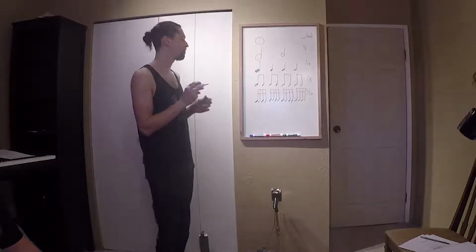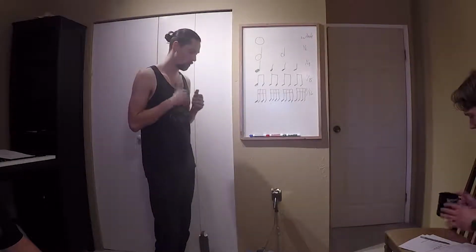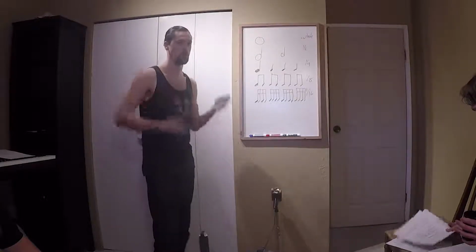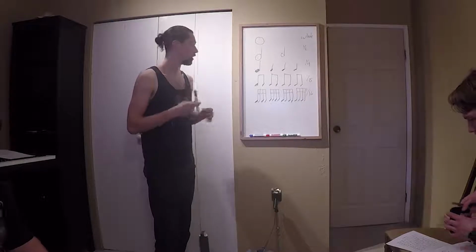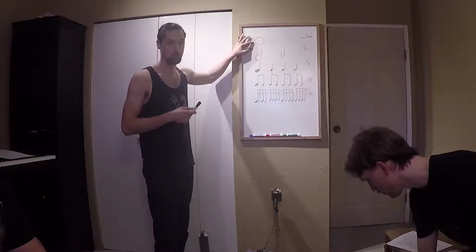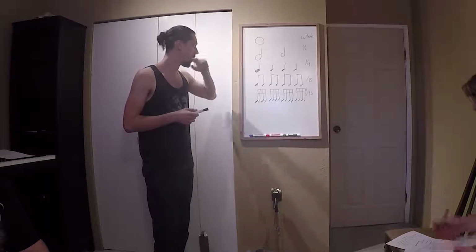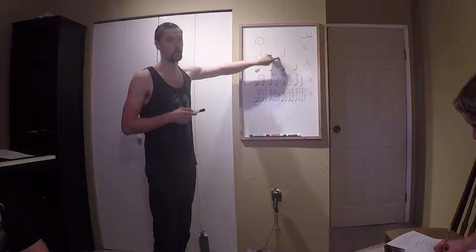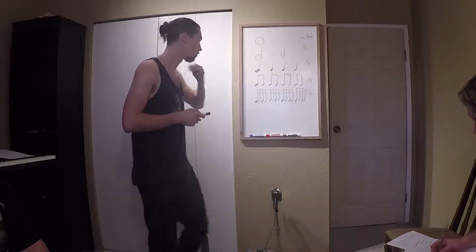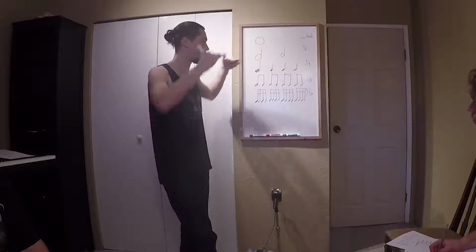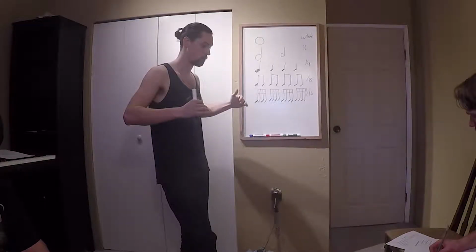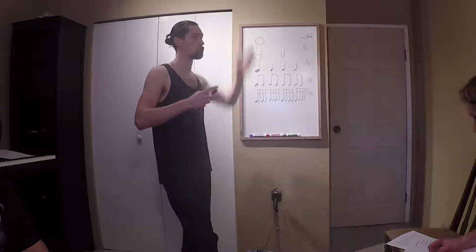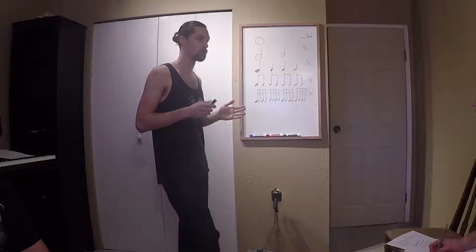Okay, so for all of these groupings, all of these different subdivisions, there's a concept of a strong beat and a weak beat. So for the whole note, there's only a strong beat. It's the downbeat. It's the one. When you're looking at half notes, the first one is your strong beat. The second one is your weak beat. And then as we subdivide further, all of the strong beats are still considered strong beats.